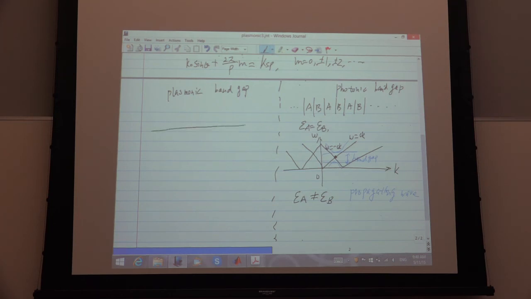We know that the surface plasmon is also supported at the air and metal interface. If I add some virtual periodic boundary condition to this surface plasmon, then the dispersion relation of the surface plasmon will undergo the periodic expansion.